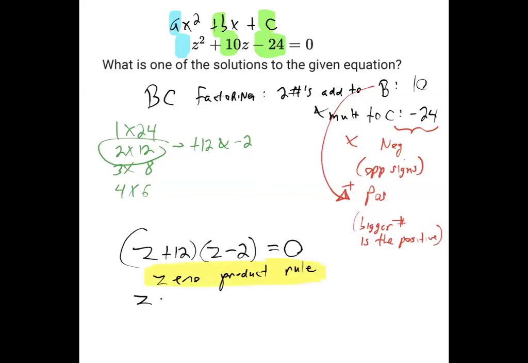So according to the zero product rule, you set each individual piece equal to 0, and you solve them both. So take away 12 from both sides here, z is minus 12. Add 2 to both sides here, z is 2. So our answers are 2 or negative 12, and they both would be considered right.